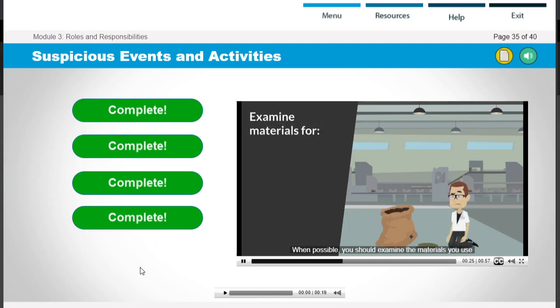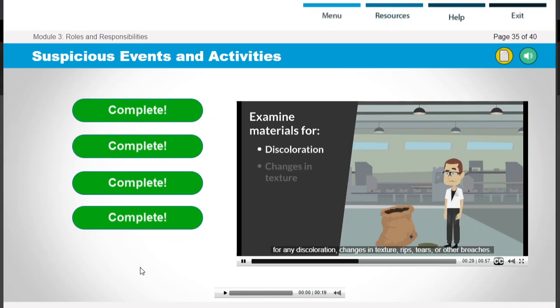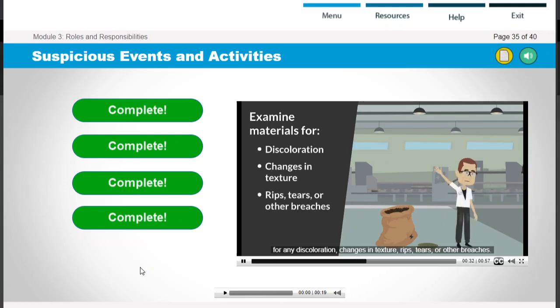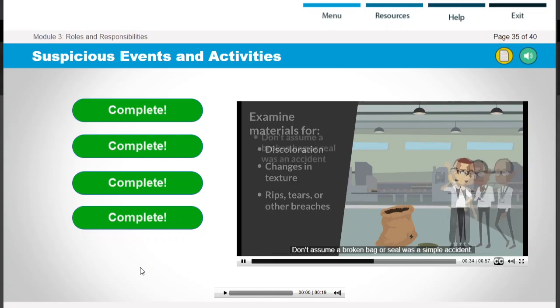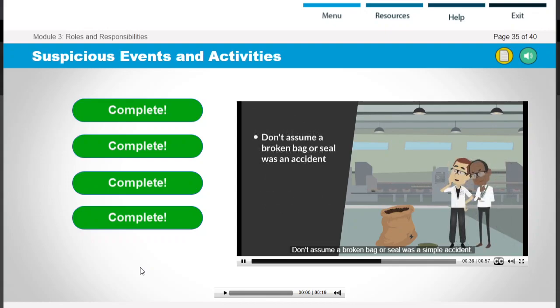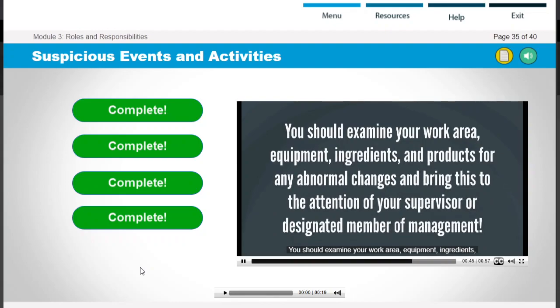When possible, you should examine the materials you use for any discoloration, changes in texture, rips, tears, or other breaches. Don't assume a broken bag or seal was a simple accident. Instead, bring it to the attention of your supervisor or designated member of management. You should examine your work area, equipment, ingredients, and products for any abnormal changes, and bring this to the attention of your supervisor or designated member of management.